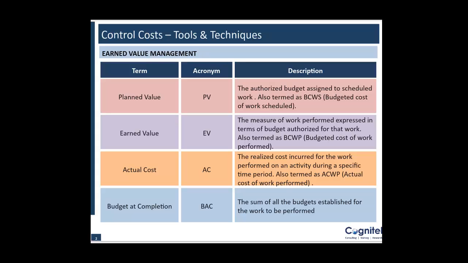Okay, so moving ahead. Budget at completion, I already told you, is the total budget available for this work, and it's the tip point of the S curve. So basically it is the sum of all the budgets established for the work to be performed.